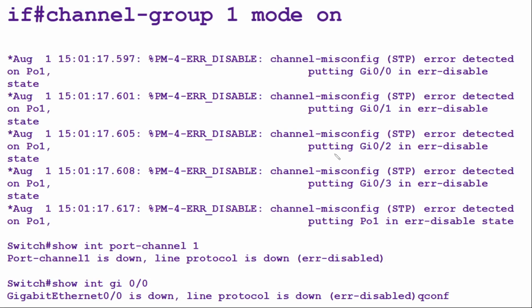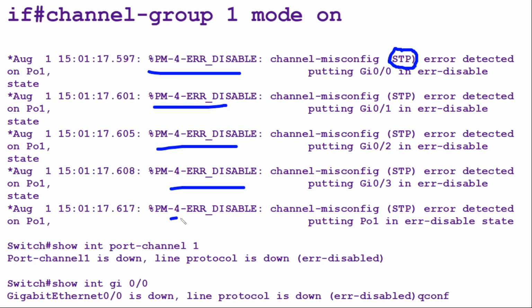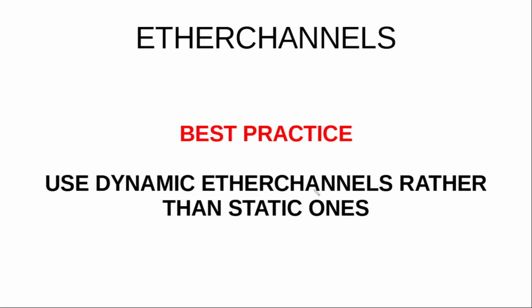Okay, this is, for instance, an example of configuring a static Ether channel on one side and not configuring anything on the other side. Spanning tree protocol kicks in and puts all your interfaces in error disabled. All the interfaces that belong to the Ether channel are down and error disabled, and your port channel is error disabled as well. Now, the best practice when it comes to Ether channels is to use dynamic Ether channels rather than static ones.